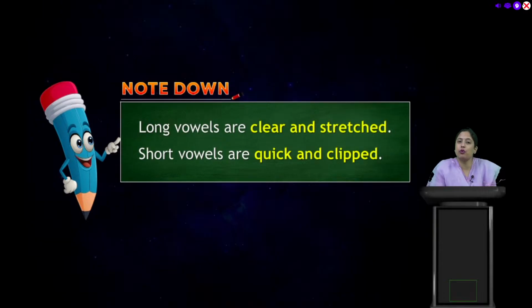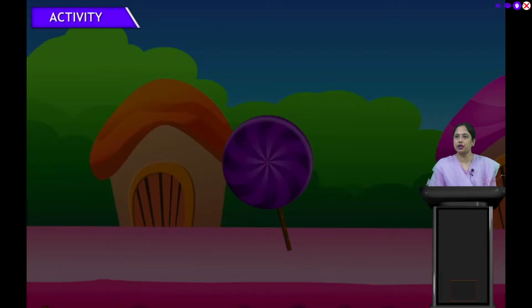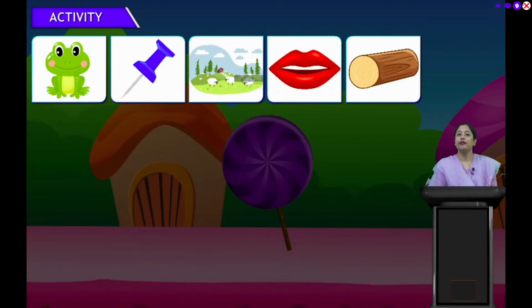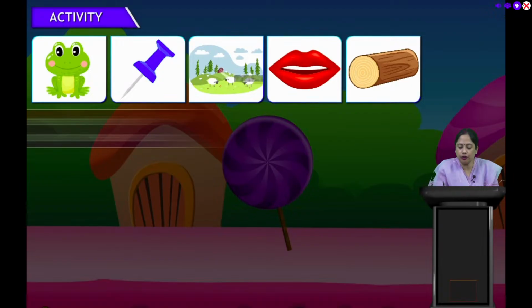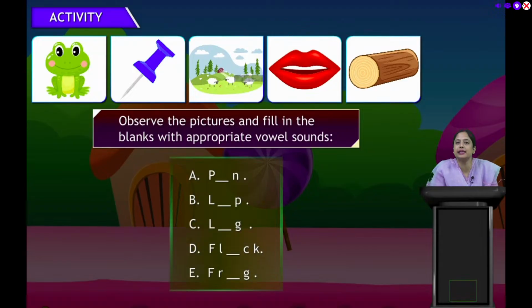These are short vowels. It's quicker. You just quickly say it and it's clipped. Long vowels take more time to pronounce. It's stretched, like bike, eye, mic, physique, field, meat. So that's the basic difference between long vowels and short vowels. We'll go to the third vowel sound. Before that, let's take a quick activity. You have 5 pictures in front of you. Observe the pictures and fill in the blanks with appropriate vowel sounds and say it for yourself.